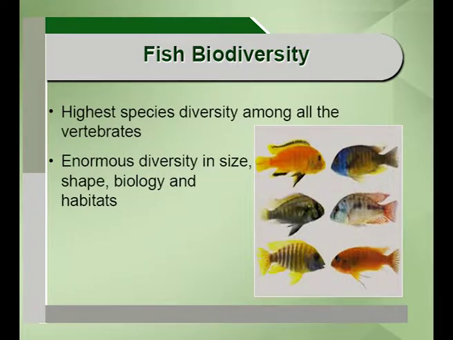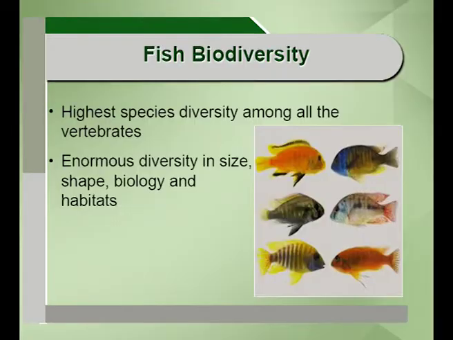Fish biodiversity, when you talk about it, is very important. Why? Because fish species form an important component of vertebrates. The highest species diversity is found in fish; among all the vertebrates, fish biodiversity is the largest. The second important thing is that the diversity in size, shape, biology and habitats is enormous. We can find fish habitats in the Antarctic region, in hot springs, in saline water or fresh water. So the diversity is very wide and enormous in nature.